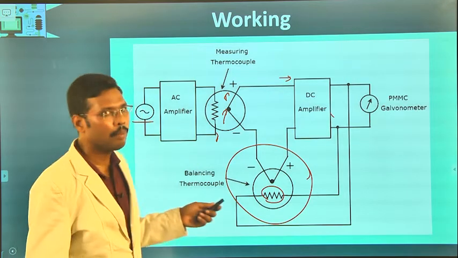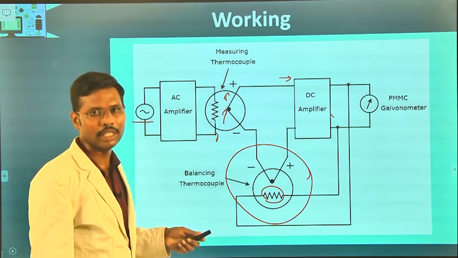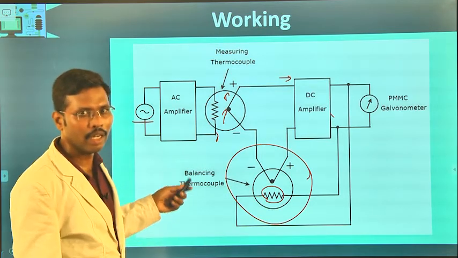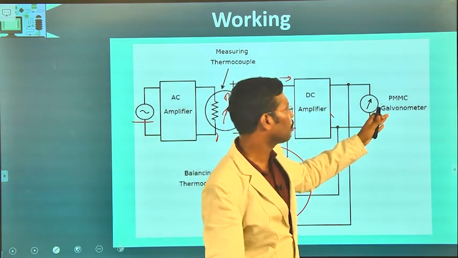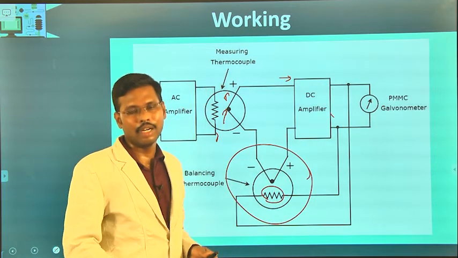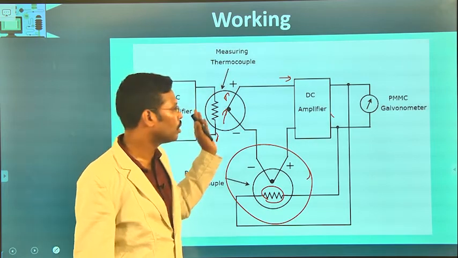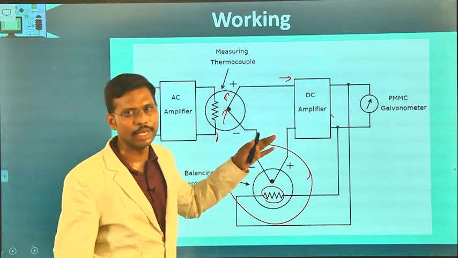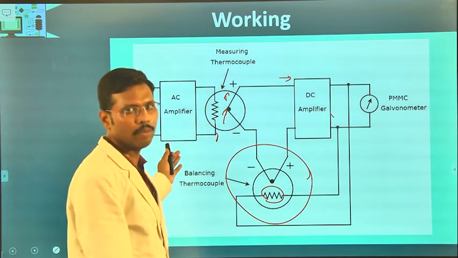So, in this way, by using the heating property of the electrical signal, we are measuring the RMS voltages. The reading displayed in the PMMC galvanometer is directly given as the square root of the RMS value of this input signal. So, the scaling of the galvanometer is made such that it will directly give the square root of the RMS of the input signal.